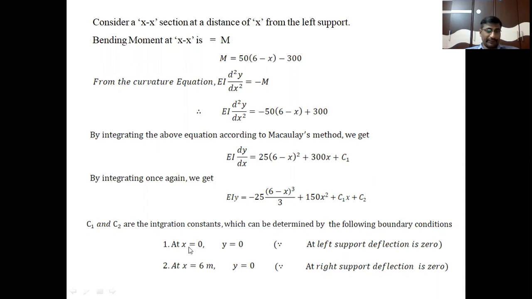These are the boundary conditions: at x equal to 0, y is 0; at x equal to 6 meters, y is 0. These are the two boundary conditions for a simply supported beam. At the left support, deflection is 0, at the right support deflection is also 0.